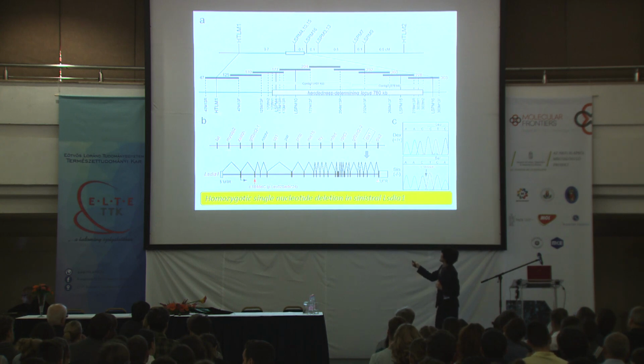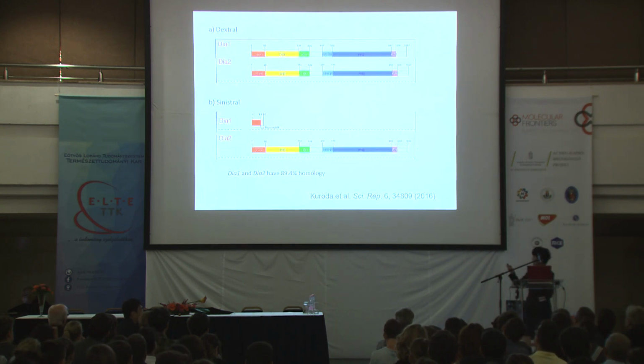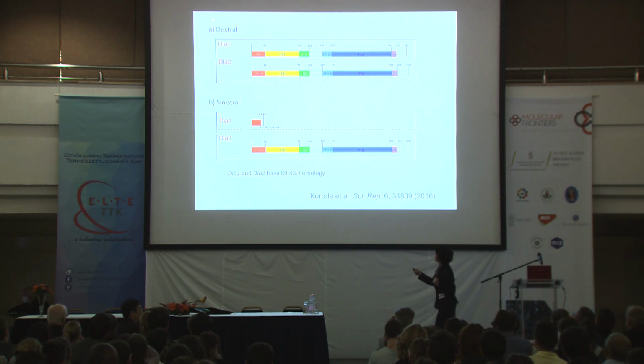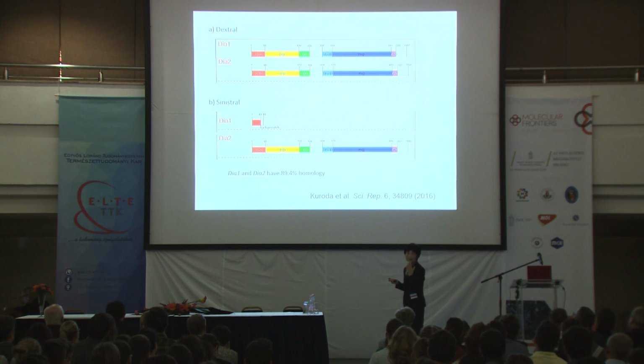Diaphanous 1, you can see the left-handed one, so one base is missing. That's the reason. You can see it like this. The dexter snails had diaphanous 1 and diaphanous 2, and 1 and 2 have 89.4% homology. It's very similar.